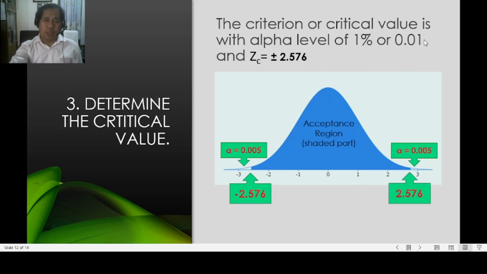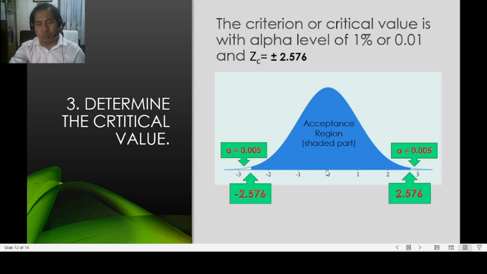Okay, meaning if that is 1%, 0.005 is located at the left side, okay, and 0.005 is located at the left side. Actually, this is the 0.5% of 1% or half of 1%, okay, half of 1%. So again, the part shaded with blue is the acceptance region.